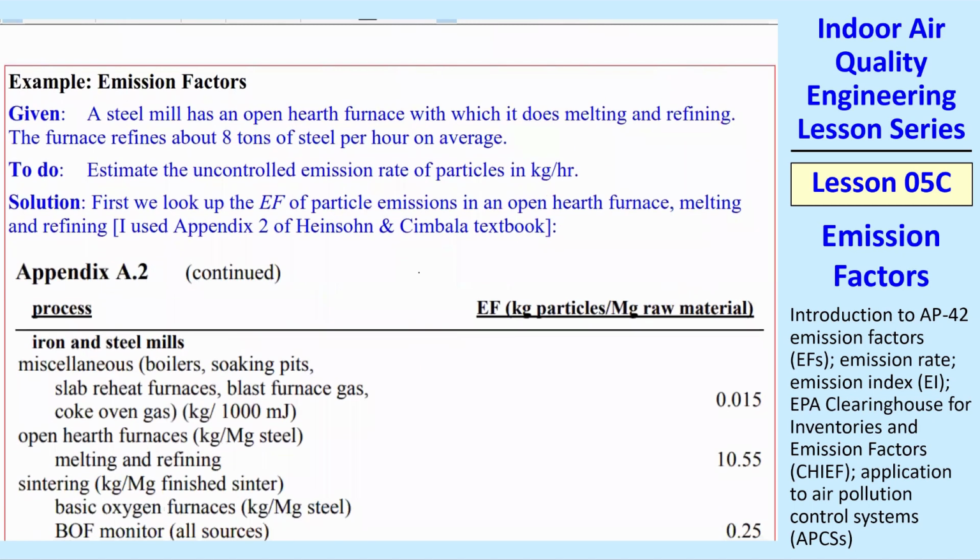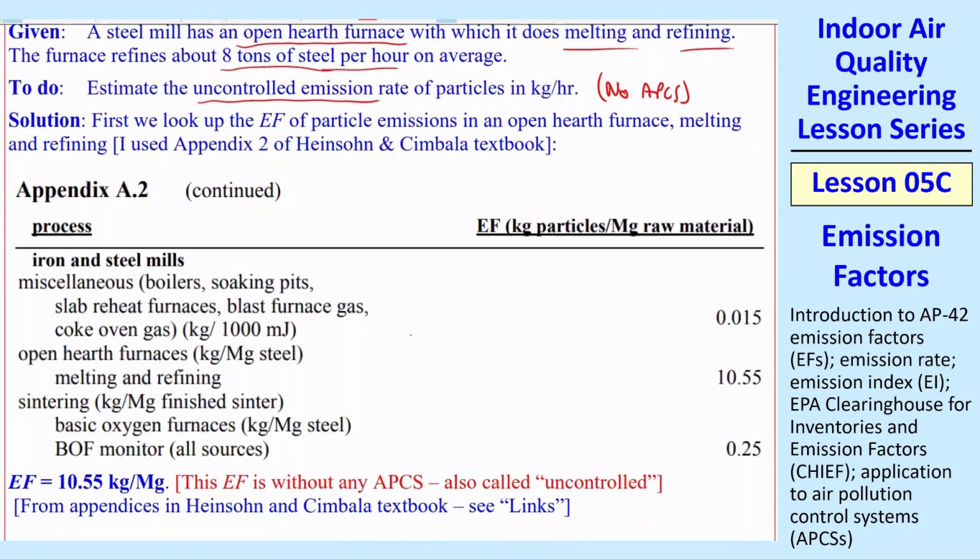So let me do an example. Here's a steel mill with an open hearth furnace. And you look for the wording here as you're doing quizzes or homeworks or a final exam. The open hearth furnace, which does melting and refining. The furnace refines 8 tons of steel per hour on average. We want to estimate the uncontrolled. What uncontrolled simply means that there's no APCS, which is what the EF tables generally do.